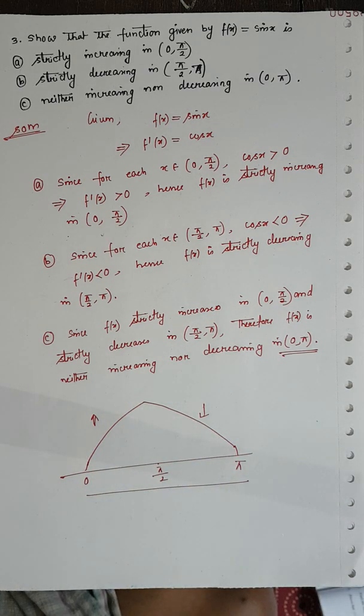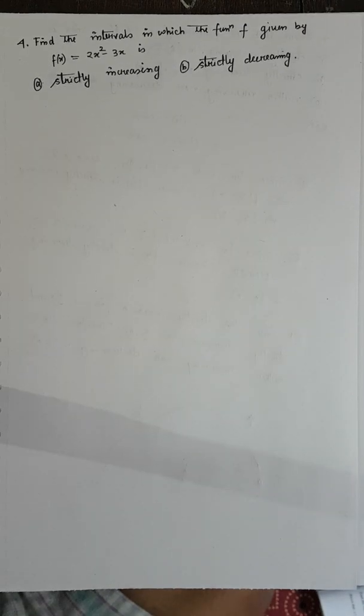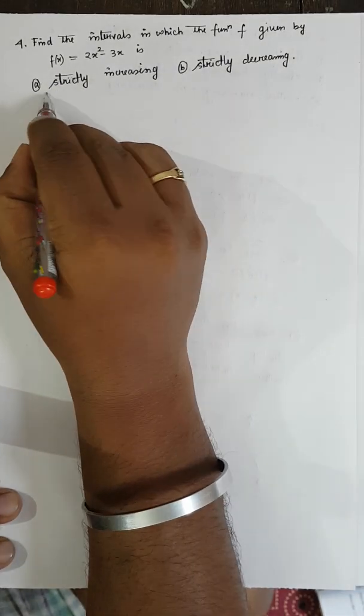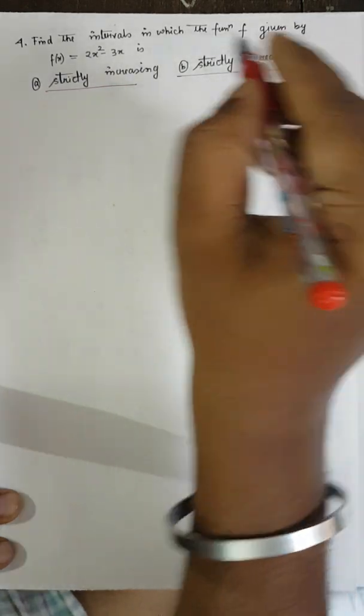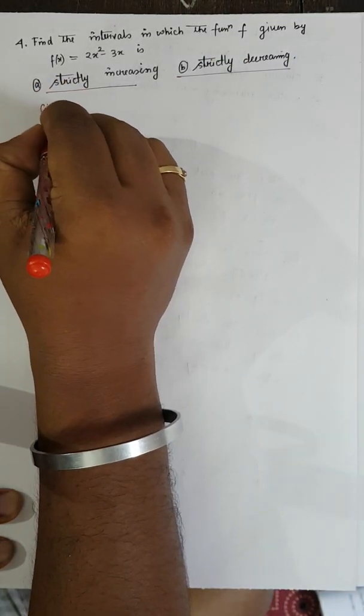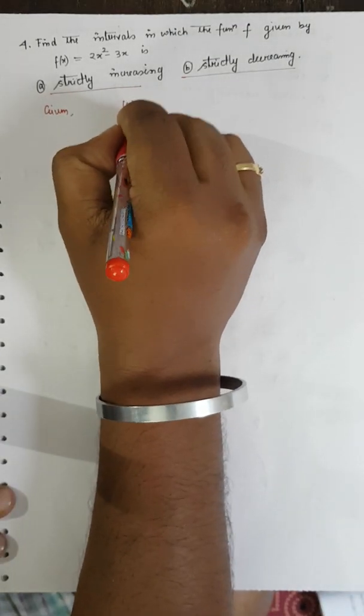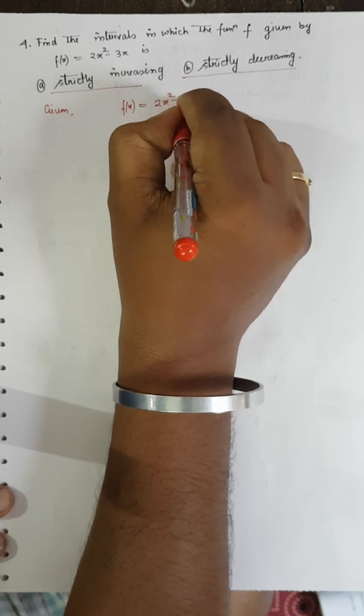Okay, this is number 3. Now it is question number 4. Find the intervals in which the function f given by f of x is equal to 2x square minus 3x is, number A, strictly increasing, number B, strictly decreasing. So you have to find the intervals where the function strictly increases and strictly decreases. You are given f of x is equal to 2x square minus 3x.